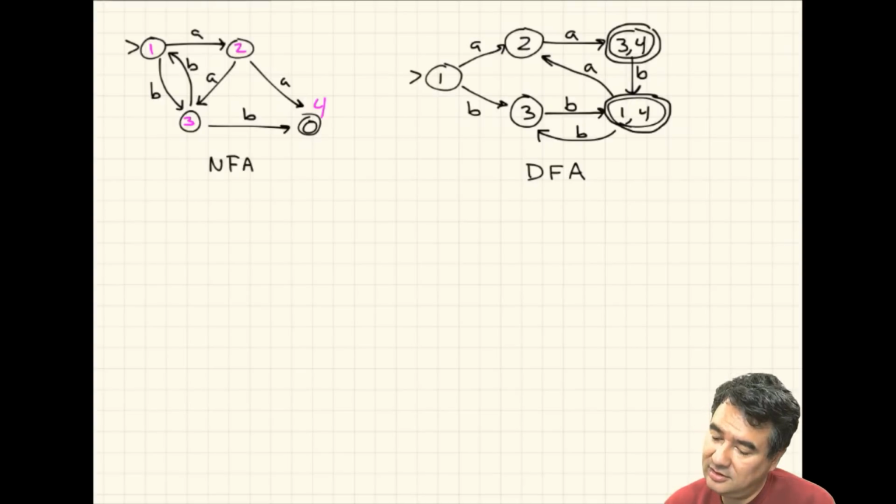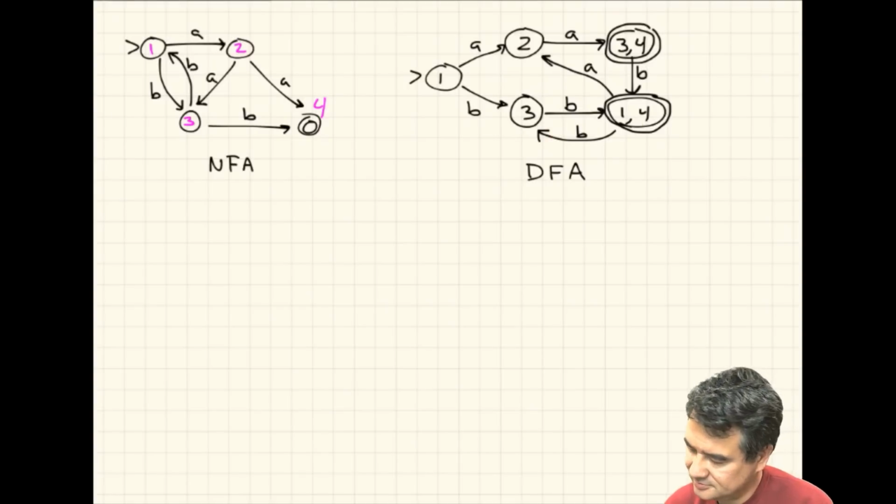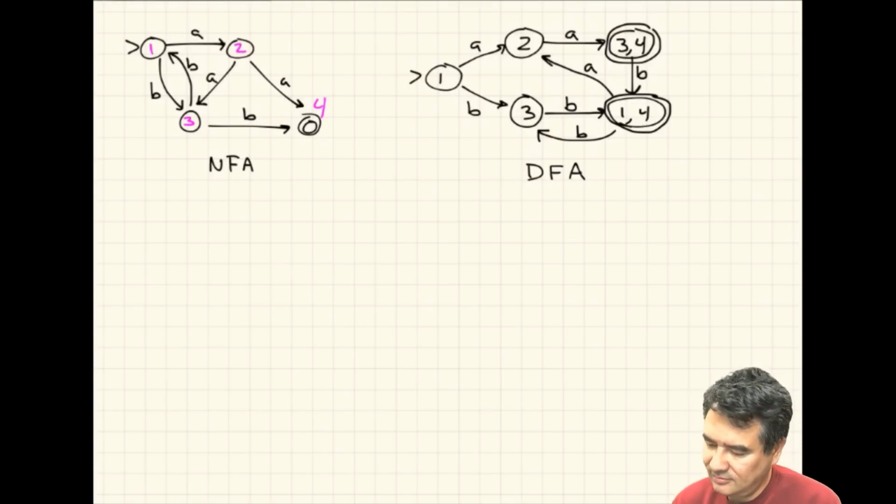What was another one? AA followed by an odd number of B's, if I remember right. It was AA and then 1, 2, 3. There we go. AA and then an odd number of B's in this little loop here. Okay, so every NFA can be turned into a DFA just by following this process.